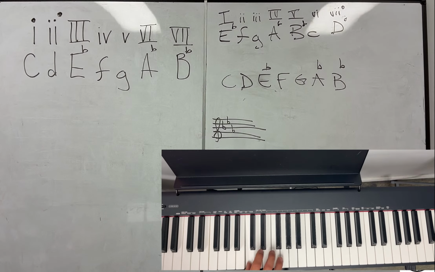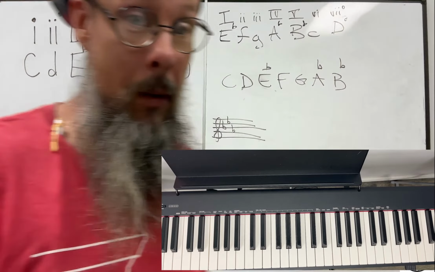into C minor. 1, 2, flat 3, 4, 5. We're going to be taking this flat 6, right? And then our flat 7, and then our 1. So C minor has the same notes that you would find in E flat major.